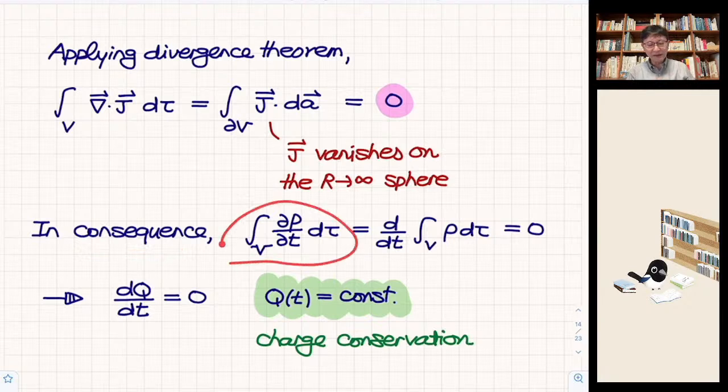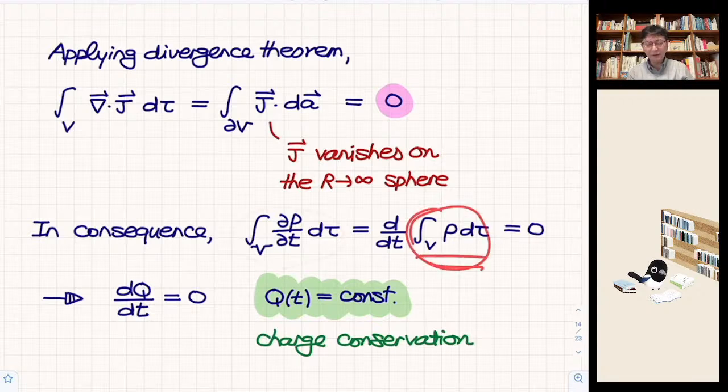That just means that the volume integral of dρ/dt should be zero. But what is this integral? You can just integrate the ρ first and then take the derivative later. But this integration is nothing but the total charge inside the infinite sphere. So what this means is that dQ/dt equals zero. That is, this Q is a constant.